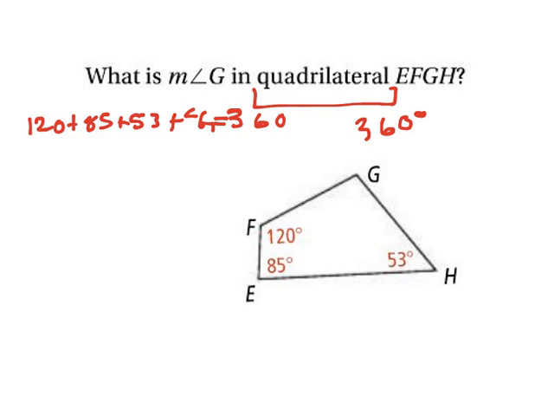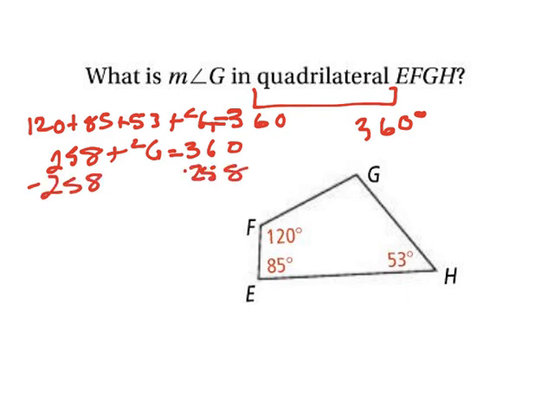Alright. Add those all together. We get 120 plus 85 plus 53 is 258. So 258 plus angle G is 360, minus 258 minus 258. And we should get angle G is equal to 102 degrees.